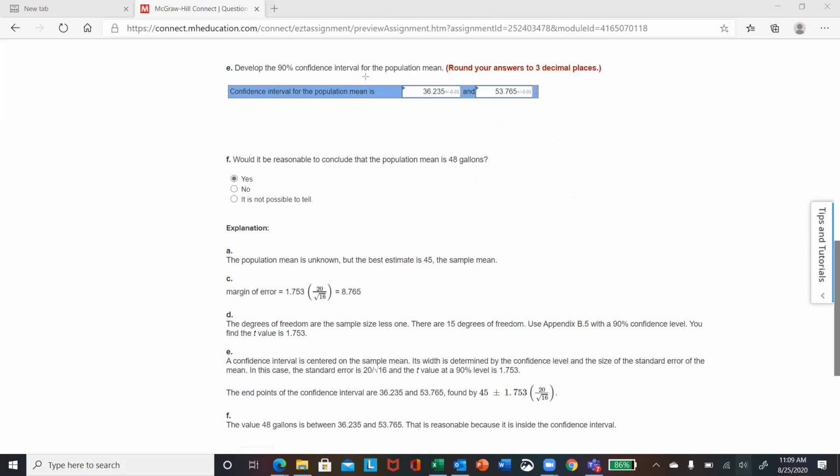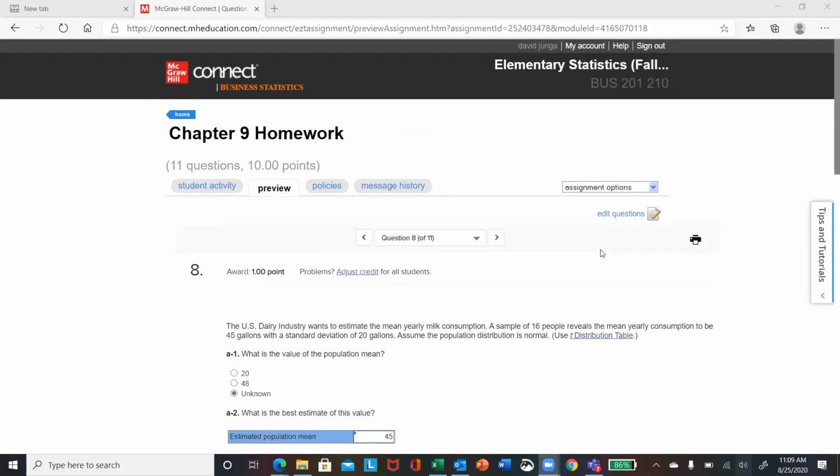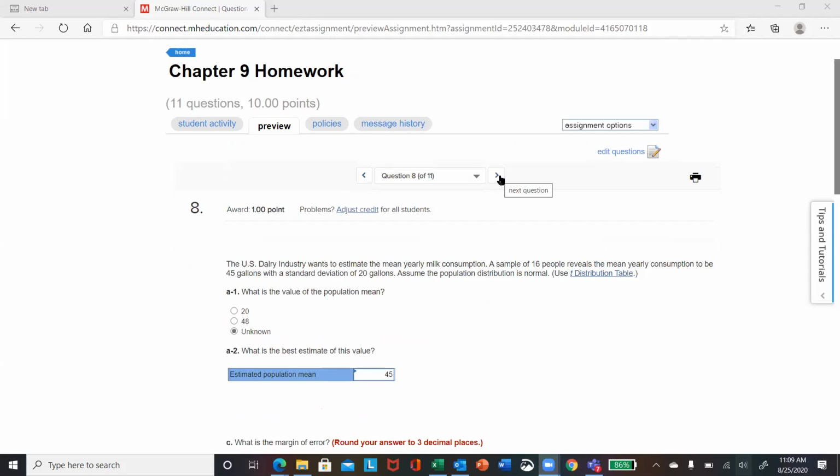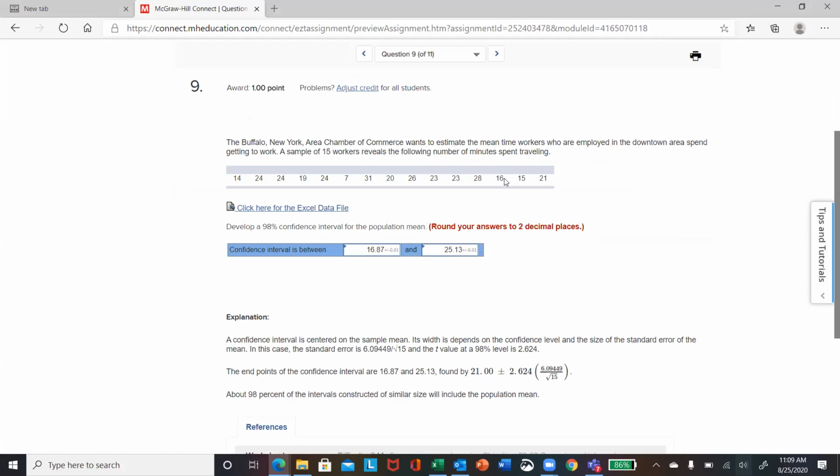All right, so that's how you work the t-distribution table. You always use that when you do not know sigma. That's always for your sample standard deviation. All right, now on 19, this is a throwback. You have to actually calculate the sample standard deviation.